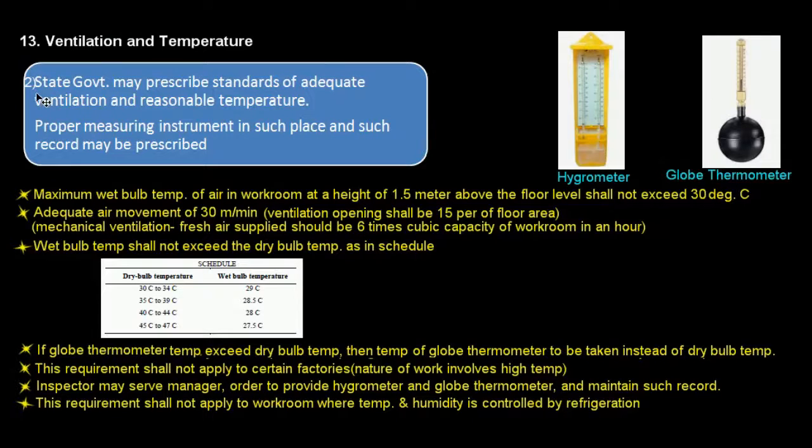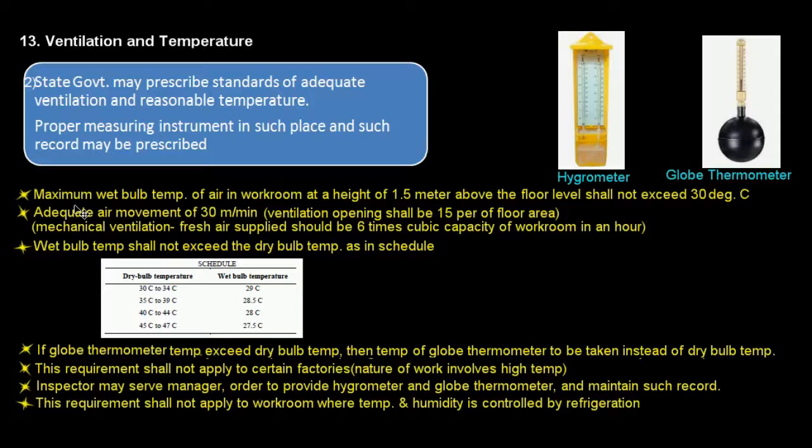Now we'll learn about the next subsection, subsection 2, which says that the state government may prescribe standards of adequate ventilation and reasonable temperature. Proper measuring instruments in such places and such records may be prescribed. In this subsection, power has been given to the state government to form standards of adequate ventilation and temperature, and also to mention the instruments required for the same.